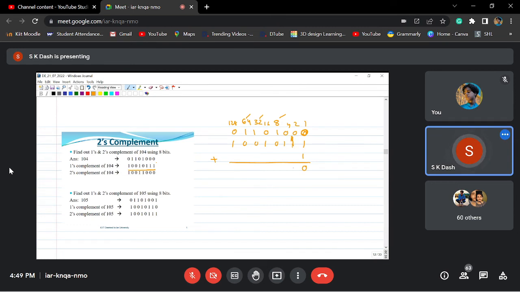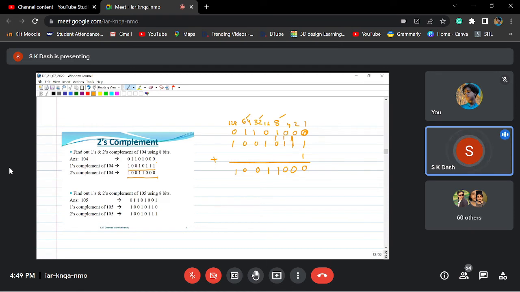1 with 1 means 0, sum 0, carry 1. Again, we need to add 1 with 1. Sum 0, carry 1. Then, we'll add 1 with 0, so 1. Then, other parts are 0 only, so the same thing will be copied. So, how much is the result? 1 double 0 double 1 triple 0.